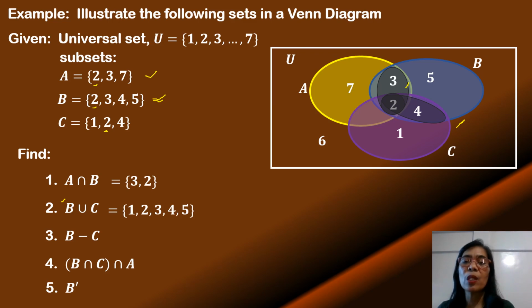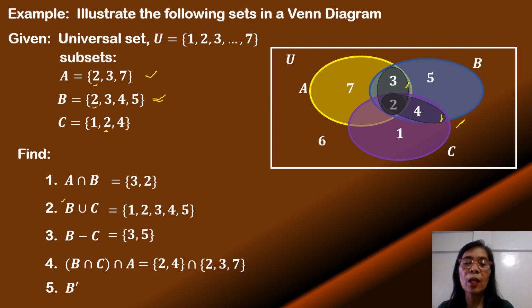B minus C are elements in B which are not found in C. Okay, so elements in B which are not found in C are the elements 3 and 5. B intersection C, as we look at the diagram, we have this region. It contains the elements 2 and 4.